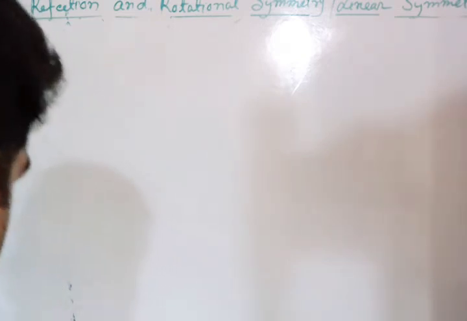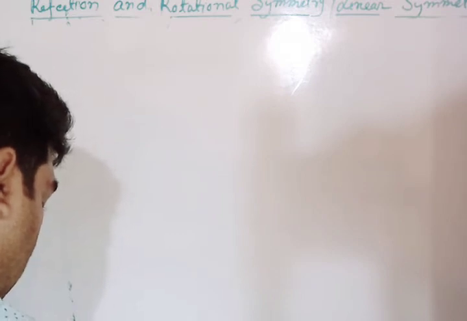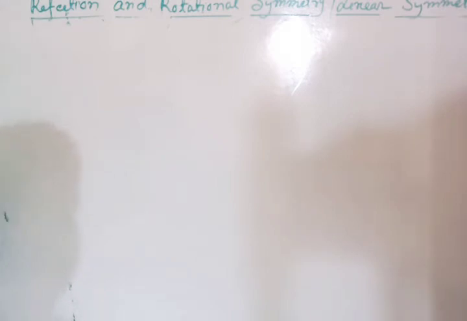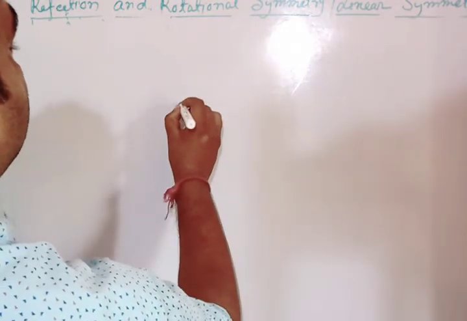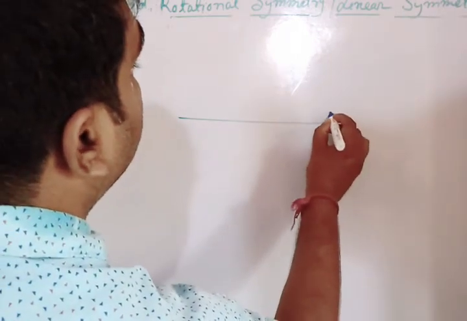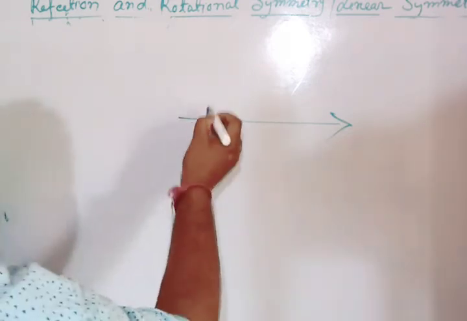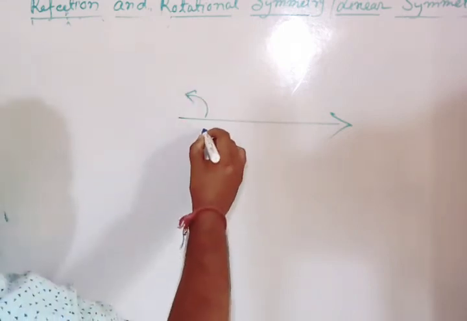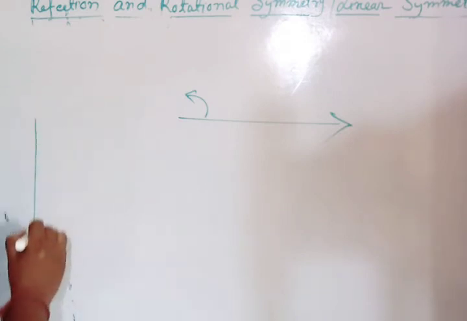A figure is said to have rotational symmetry if it fits onto itself more than once during a complete rotation. Understood? So that means, suppose we are taking one simple picture, hope you are able to see it. Now we are rotating it anticlockwise. First rotation, that is 90 degrees. So for the first rotation we are getting this figure.